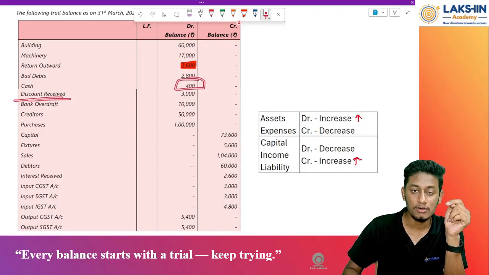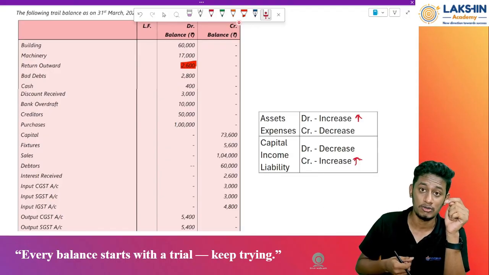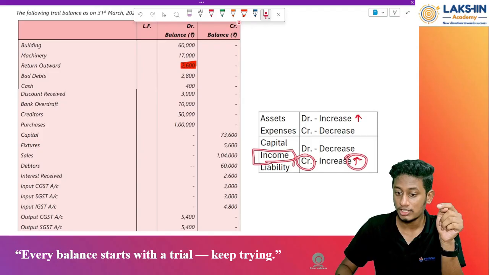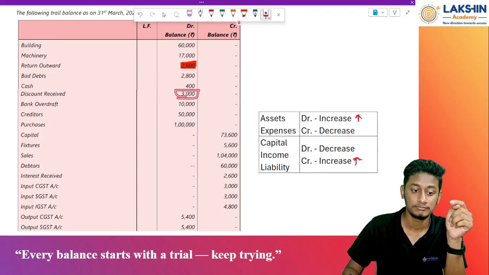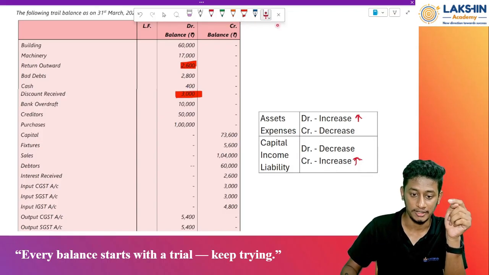Then discount received. I have received the discount, so it is an income or expense? I have received a discount, so it's an income to me. Income, upward arrow, credit. But what is the balance given over here? It's a debit balance. So this is wrong. This is again wrong.